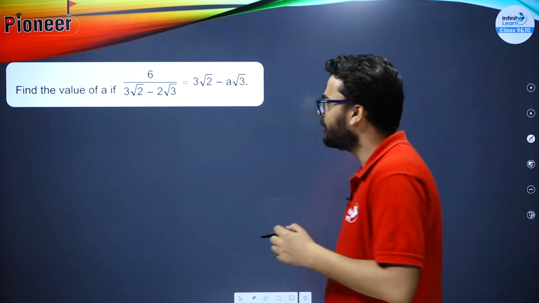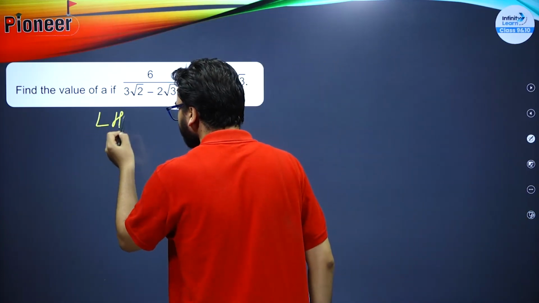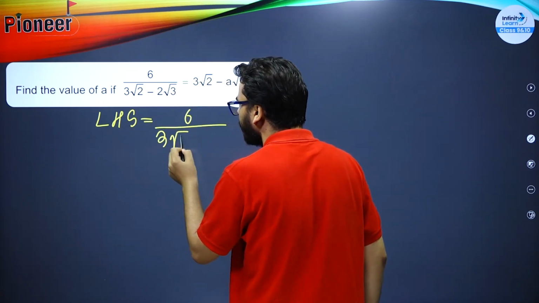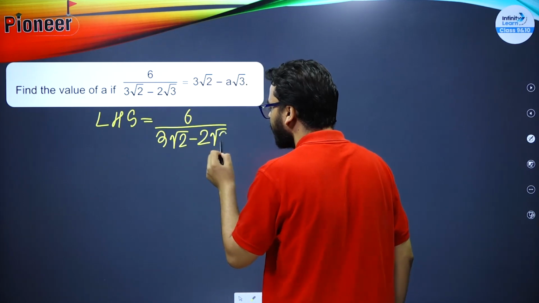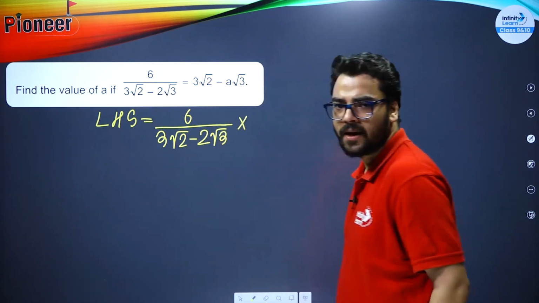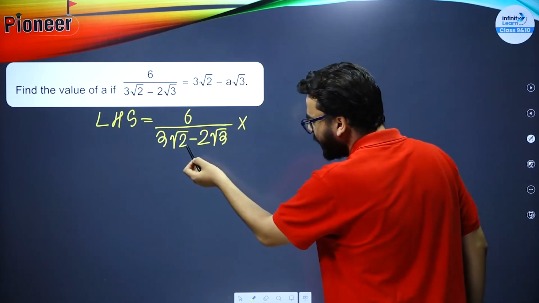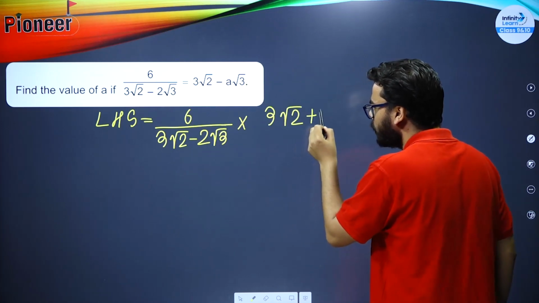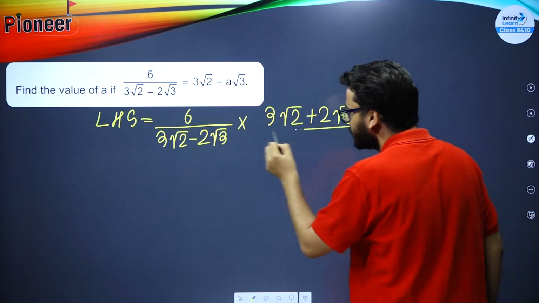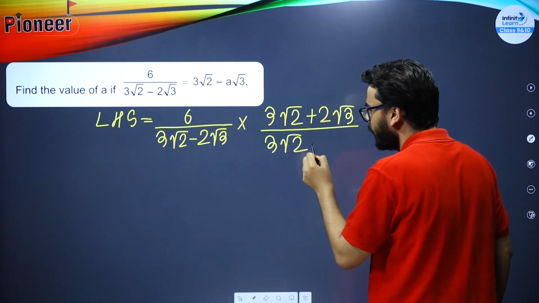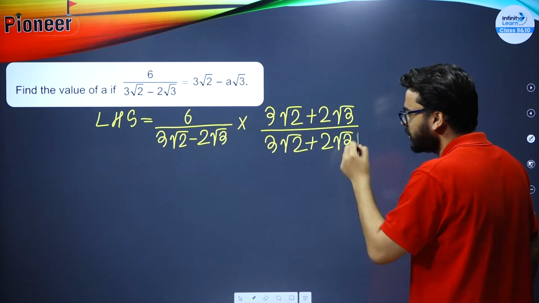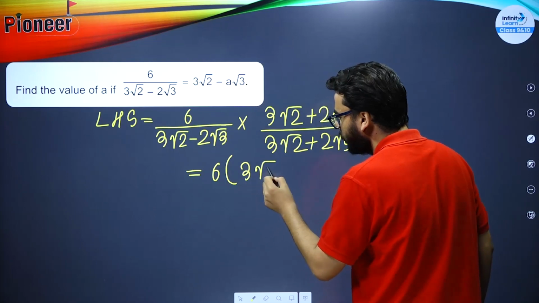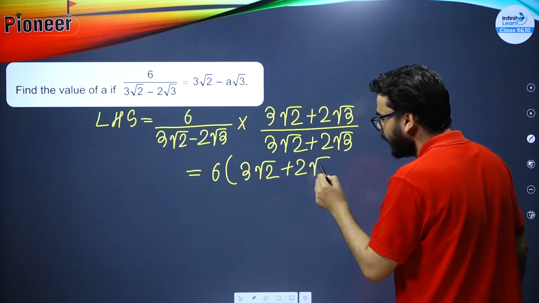So basically, let's simplify the left hand side over here. So that is equal to 6 upon 3 root 2 minus 2 root 3. So can I rationalize the denominator, guys? Can I multiply and divide by 3 root 2 plus 2 root 3, guys? The same reason is used over here. 3 root 2 plus 2 root 3. Can I use that, guys? So that will give us what, guys? It is 6 into 3 root 2 plus 2 root 3.